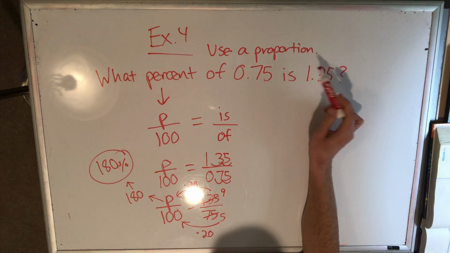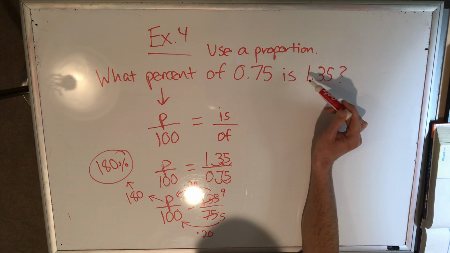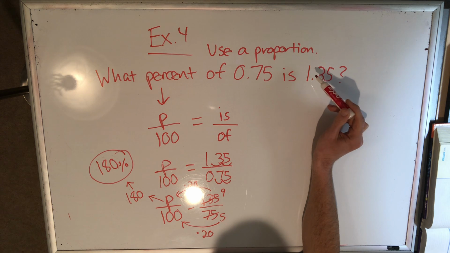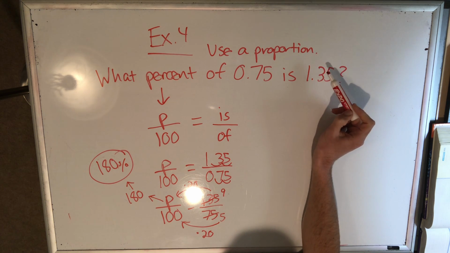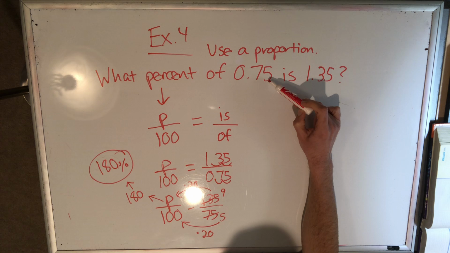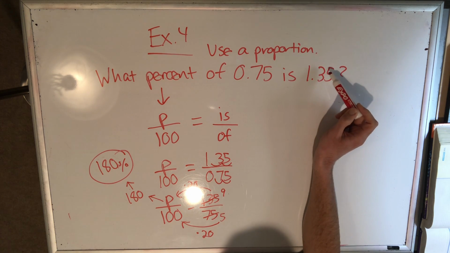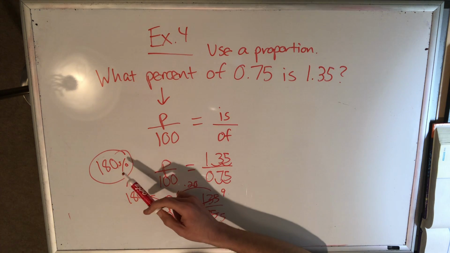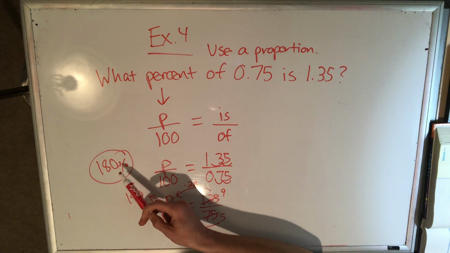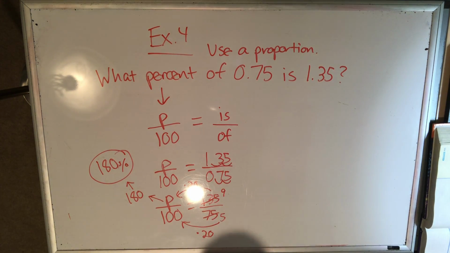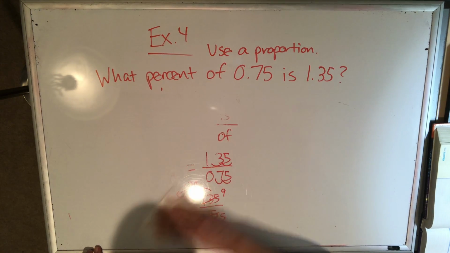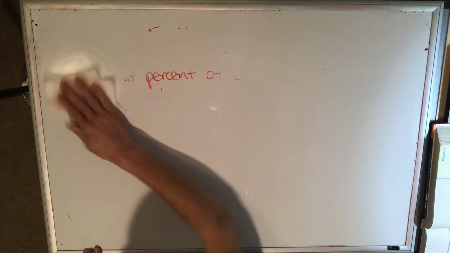Anytime the is number is greater than the of number, it's going to be a percent greater than 100%. 1.35 is almost twice as much as 0.75, but not quite. So 1.35 is less than 200%, 180% of 0.75. Now example 5.